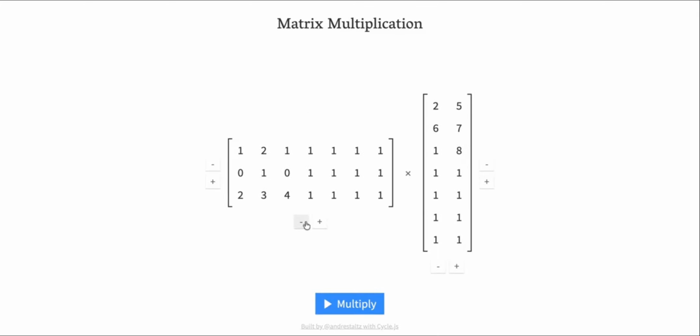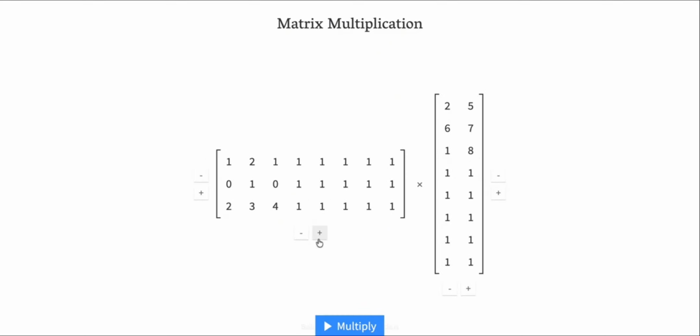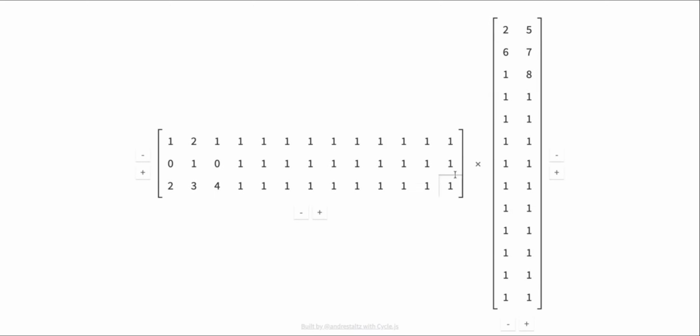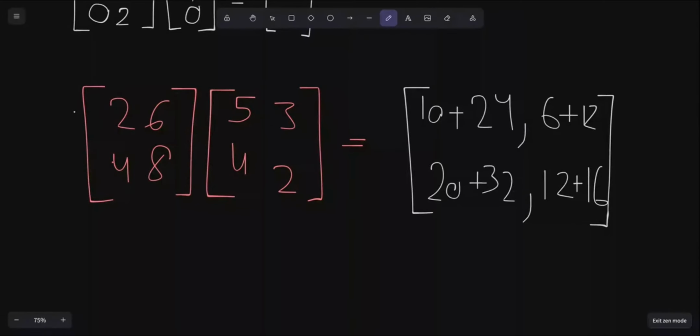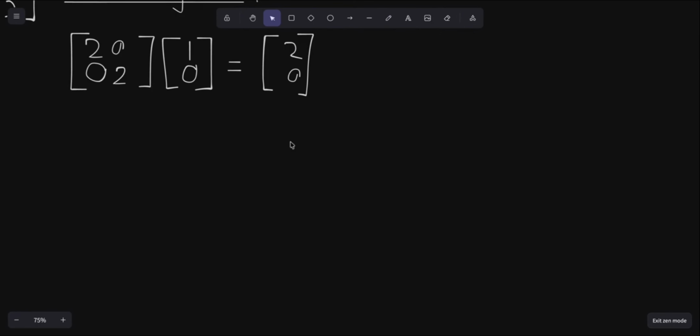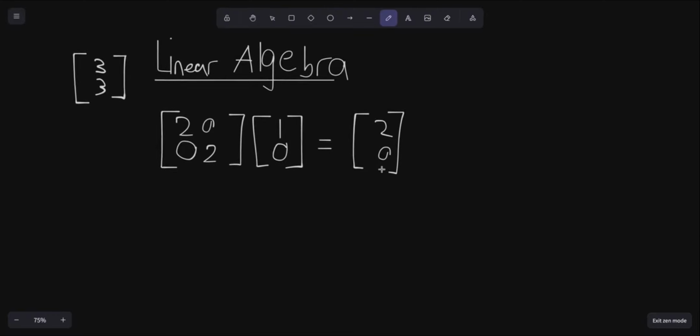But notice, still, the amount of columns of the first matrix has to equal the amount of rows of the second matrix. As I press this plus button, you see how as my columns expand, my rows have to expand for those two things to be compatible with each other. So that's pretty cool. Now let's get back to this.